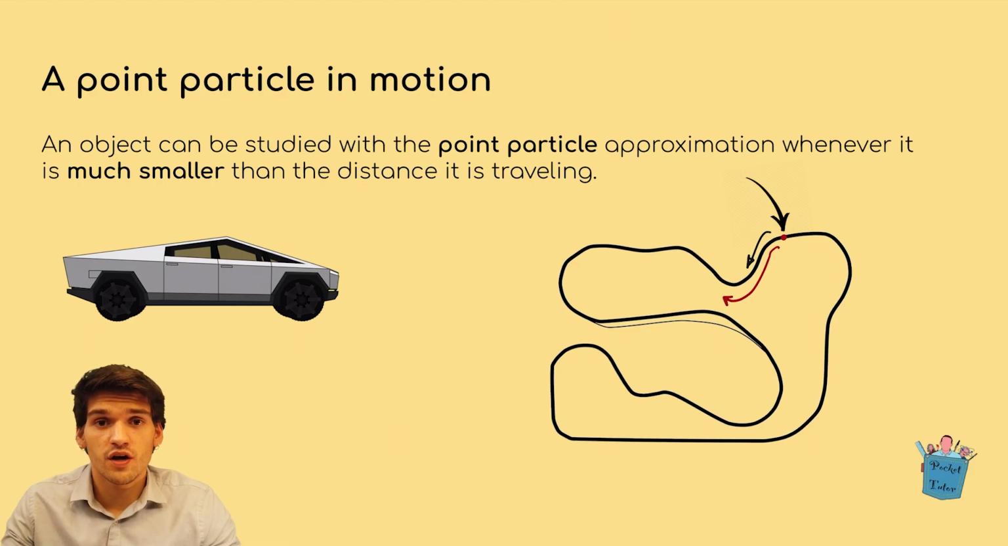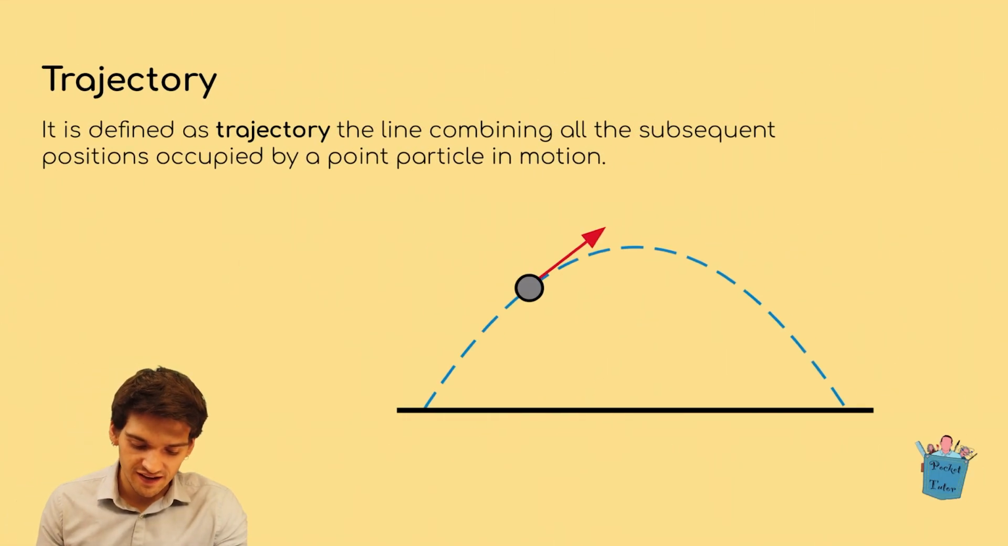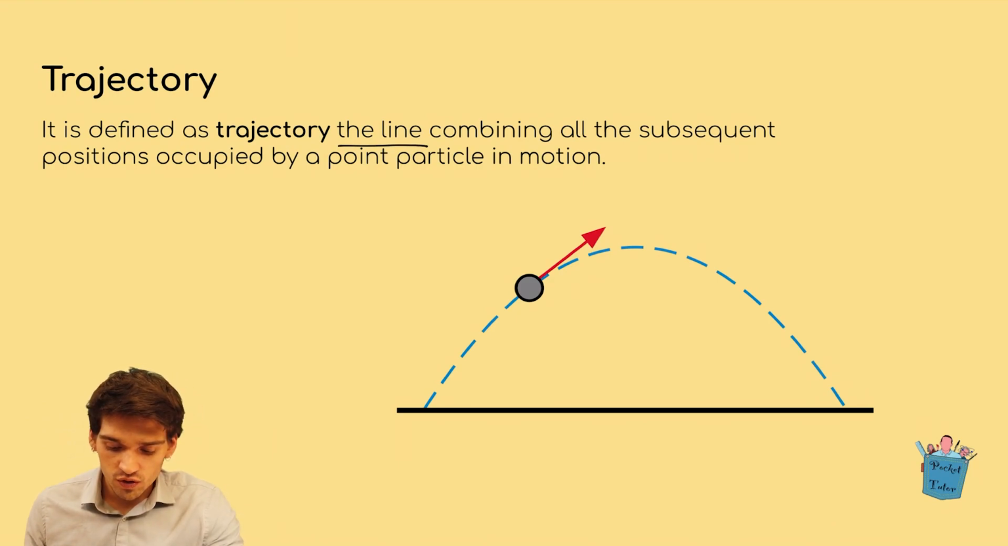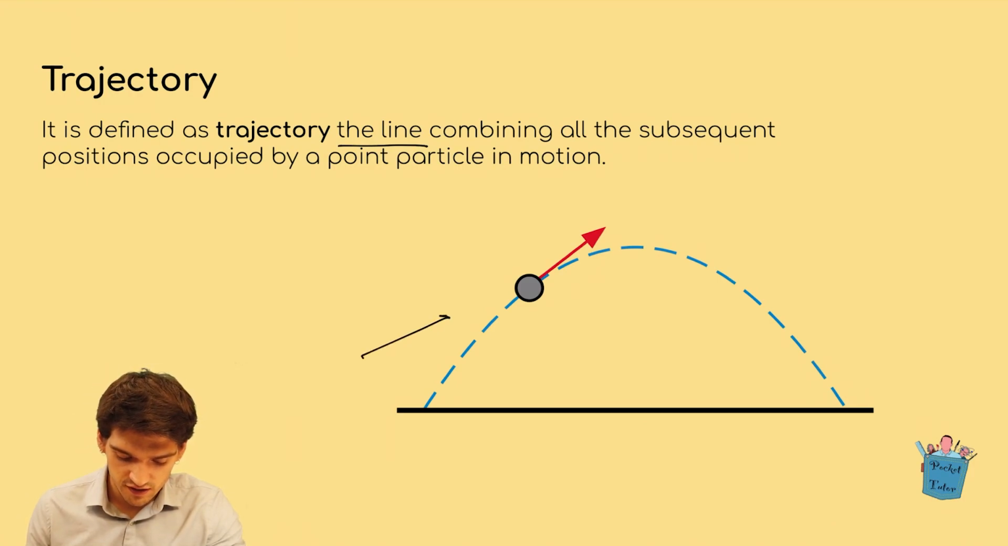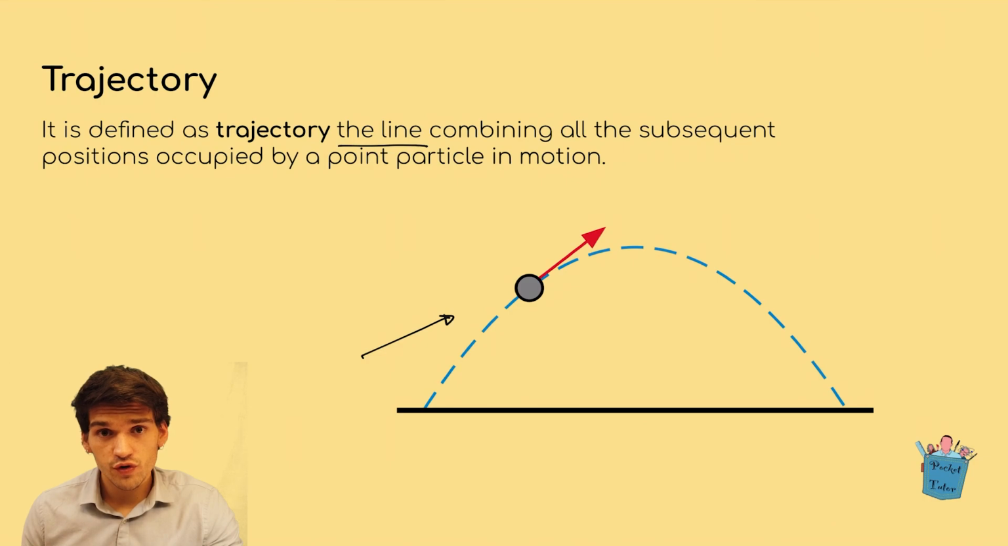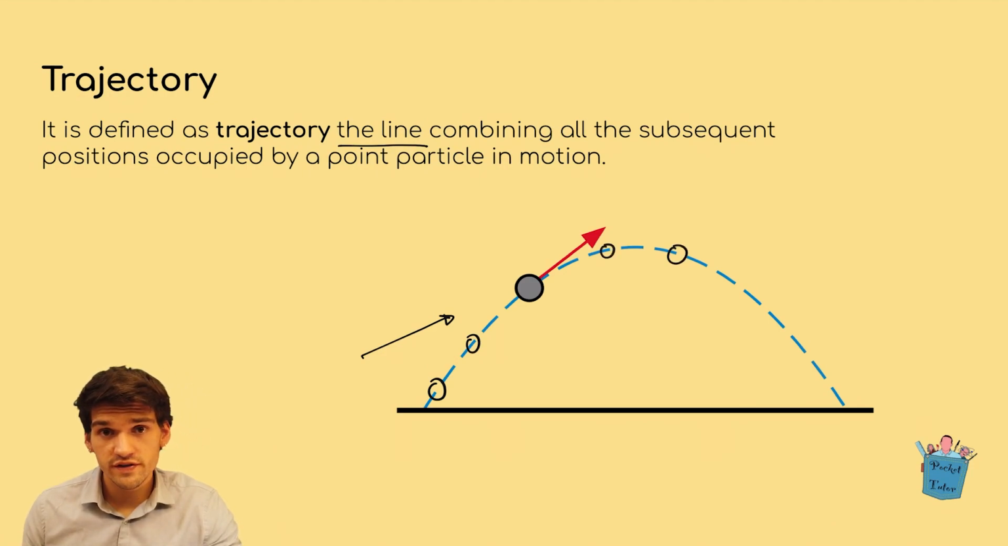Another very important concept that we need to learn when we're talking about motion of bodies is the trajectory. Trajectory is defined as the line combining all the subsequent positions occupied by a point particle in motion. This means that if we are considering this point particle here, during its motion, it will occupy subsequent positions, and the combination of all these positions is defined as trajectory.